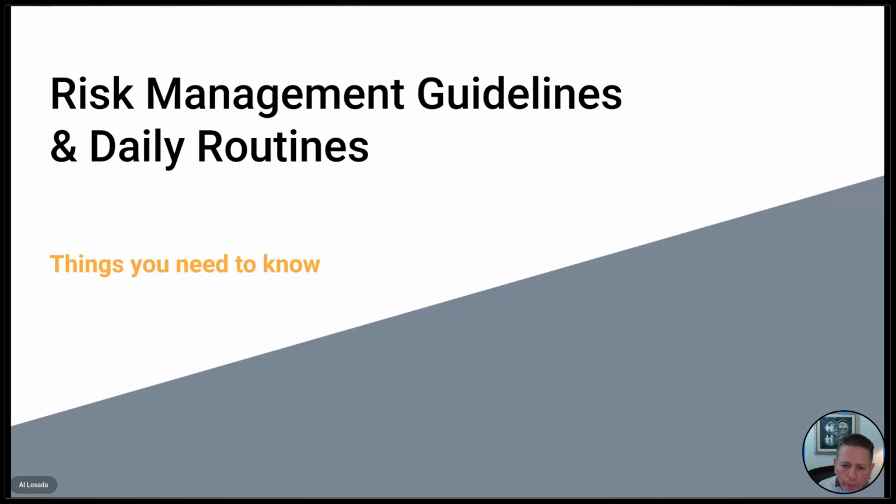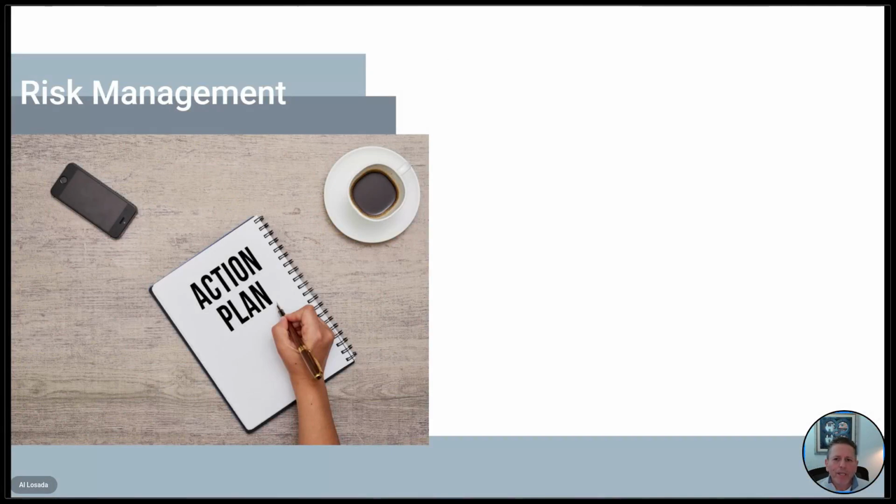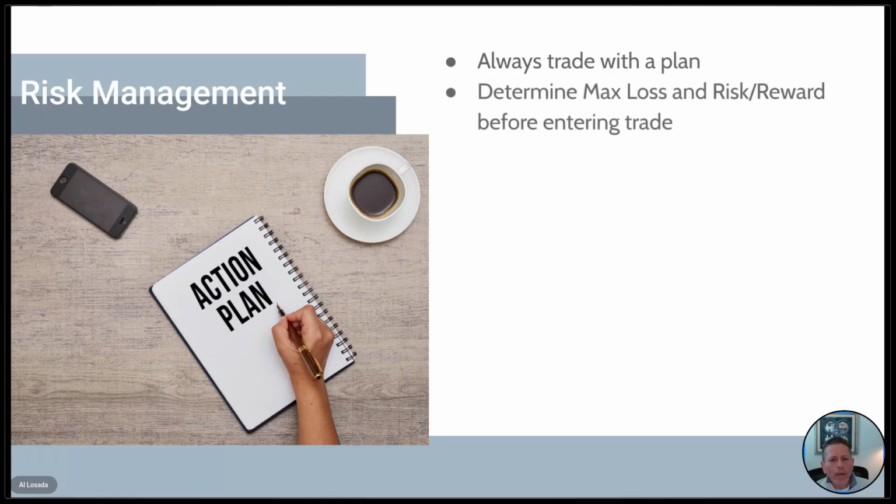All right, great. So let's talk about risk management guidelines, and this is something that I use all the time. Number one is always trade with a plan. Write it out. Understand it. Know the mechanics of it, and allow yourself to become an expert at it. That's really what you want to do. Determine the max loss and risk reward before entering the trade.